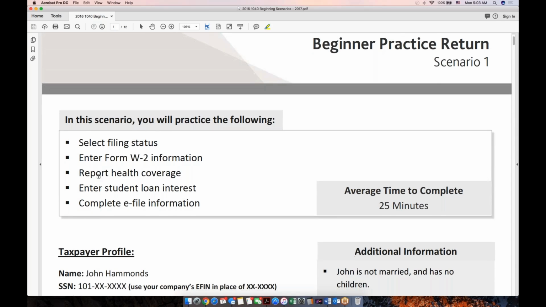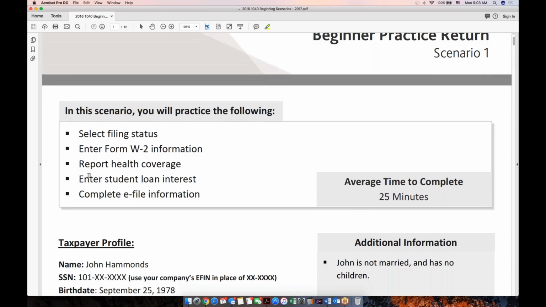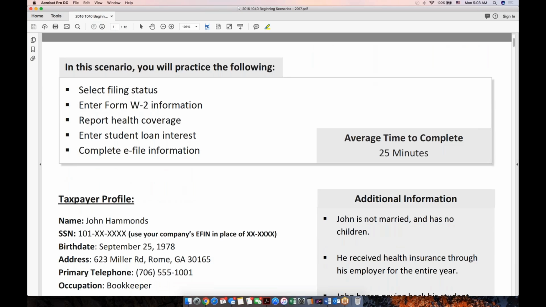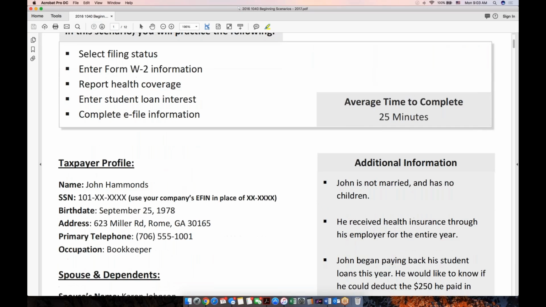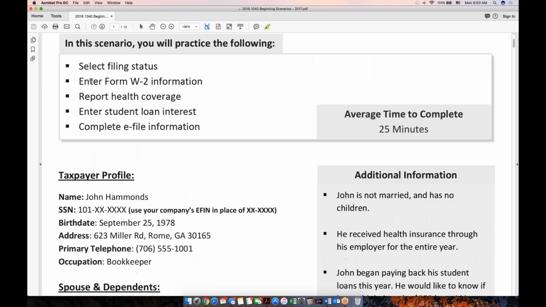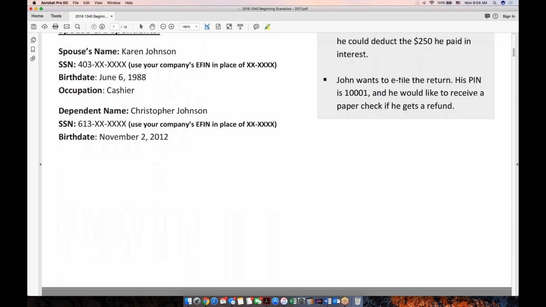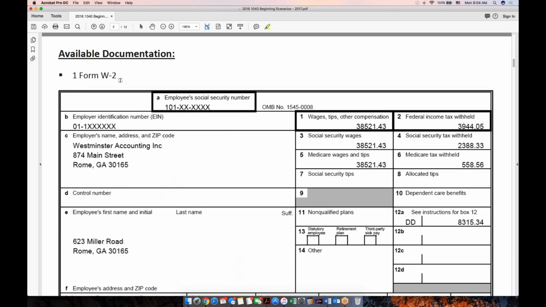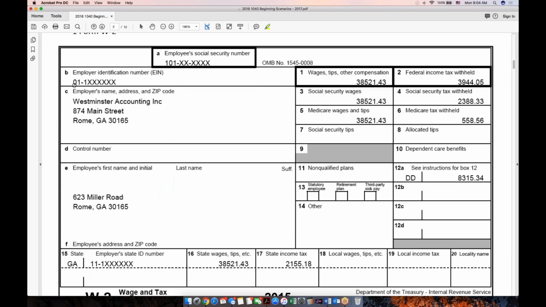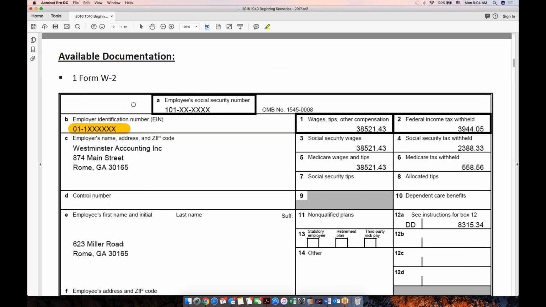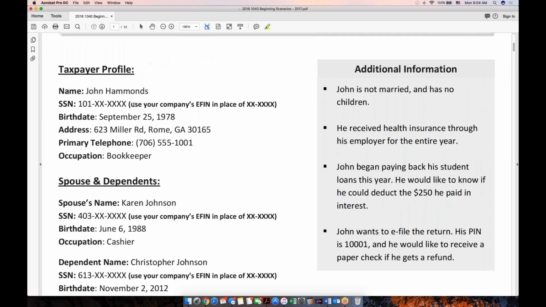That's why we gave you the scenarios, so that you can read the scenario first and then go to the system. Once I read a scenario, and I'm going to do this really quickly, I know that number one, I have to select the filing status. Two, I have to enter the W-2 form. So quickly, I'm going to look for what that W-2 looks like. Okay, it's right there. Here's the W-2 for this customer, and then I'm going to read the rest of the scenario.